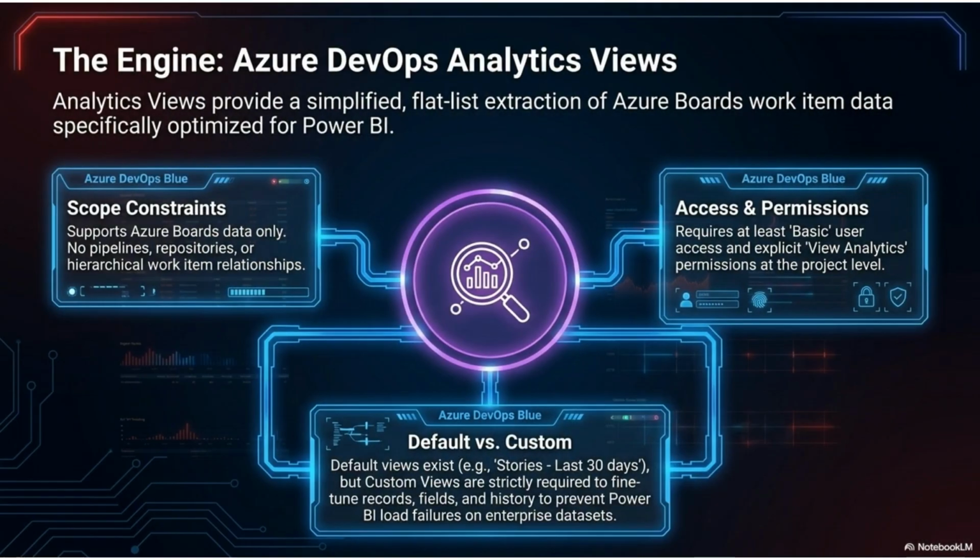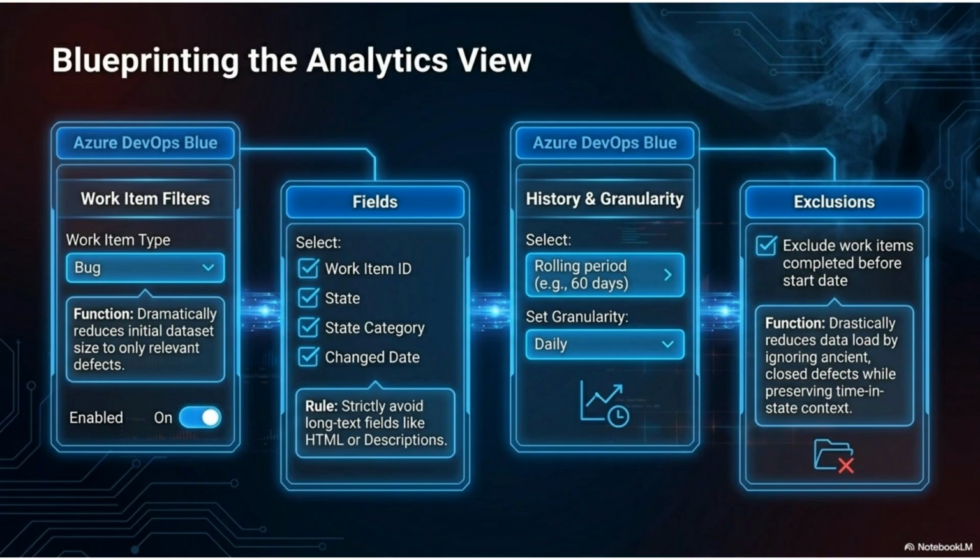These views offer simplified, flat list extraction of Azure Board's work item data optimized for Power BI. Note the scope constraints and the requirement for basic user access and view analytics permissions. When blueprinting the analytics view, it's crucial to filter by bug type to reduce the initial dataset.